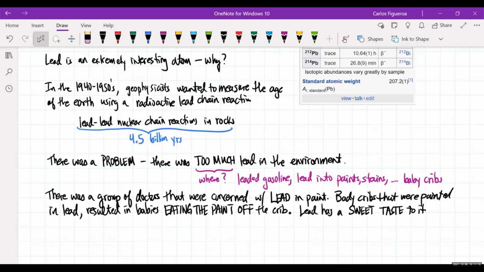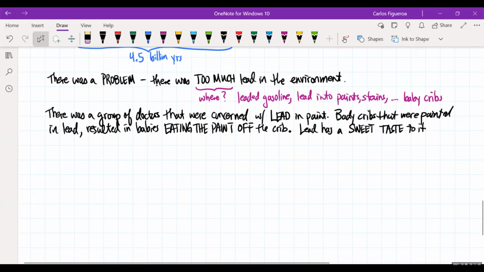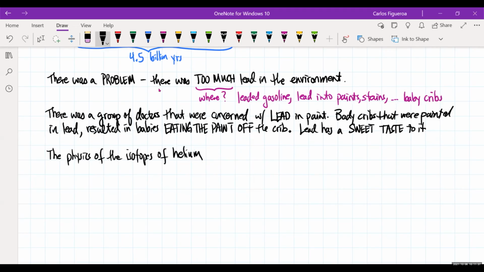But one of the most interesting ones of all is the isotopes of helium. Oh my, helium is such a wonderful element. So the physics of the isotopes of helium. Oh my, this is a great one.